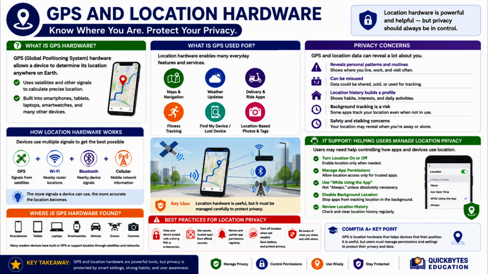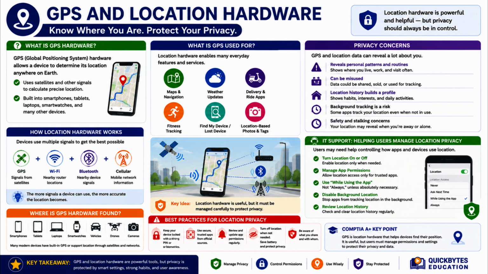GPS and location hardware. Next is GPS hardware. GPS allows a device to determine its location. This is useful for maps, navigation, weather apps, delivery apps, fitness tracking, and finding a lost device.